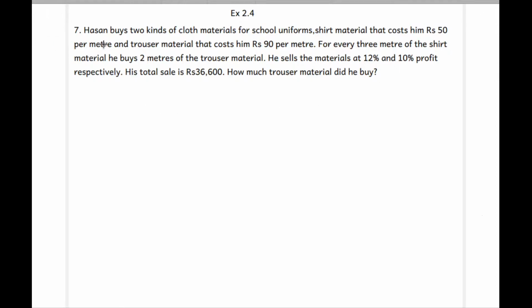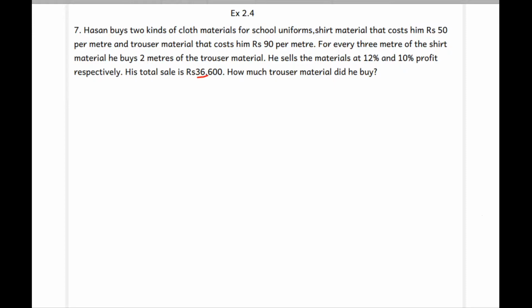What is given? Hassan buys two kinds of cloth materials for school uniforms. Shirt material that cost him ₹50 per meter and trouser material that cost him ₹90 per meter. For every 3 meter of shirt material, he buys 2 meters of trouser material. He sells the materials at 12% and 10% profit respectively. His total sale is ₹36,600. How much trouser material did he buy?